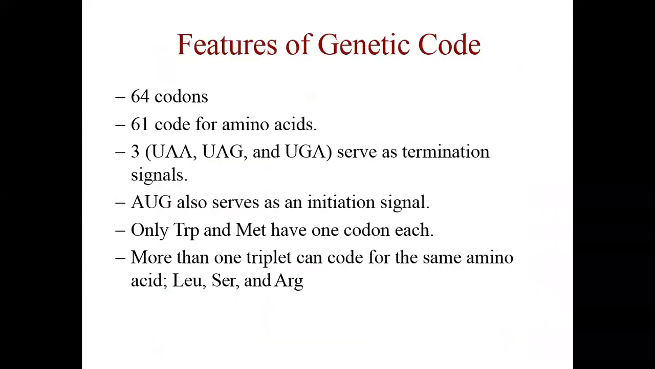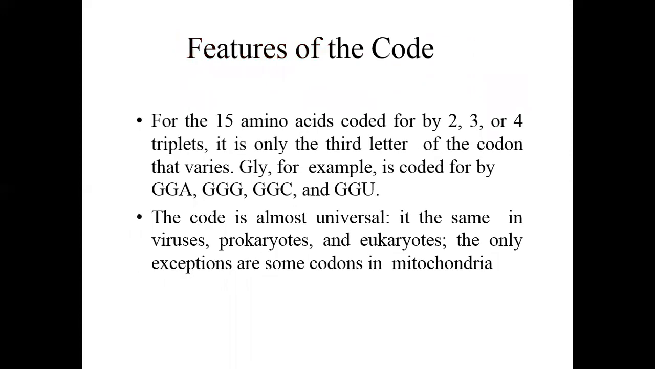There are 64 codons, and 61 of them code for amino acids. The remaining three work as the termination codons, which are UAA, UAG, and UGA. The AUG is the initiation codon, which codes for the amino acid methionine. And there is a chance that more than one triplet can code for the same amino acid. Here is an example: leucine, serine, and arginine can be coded by more than one codon.